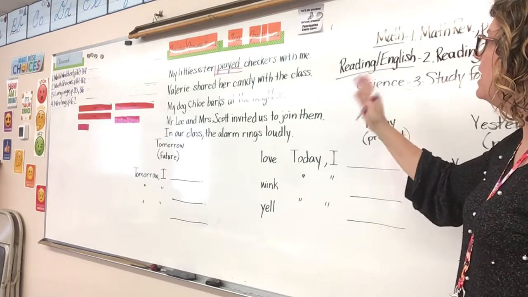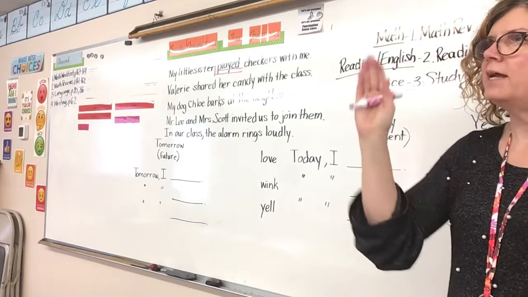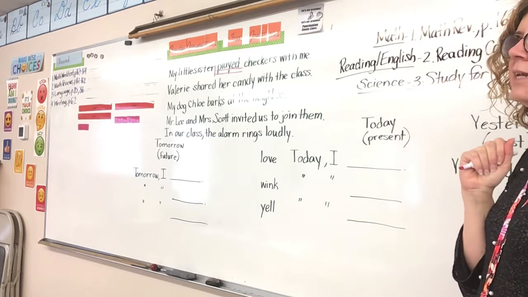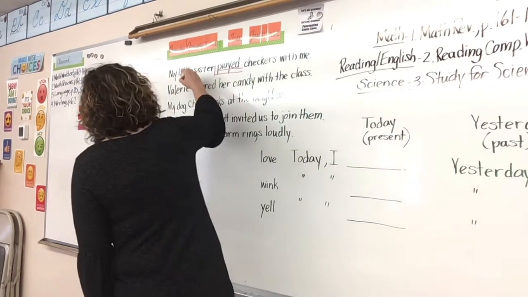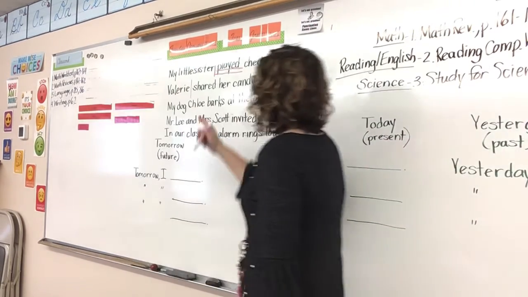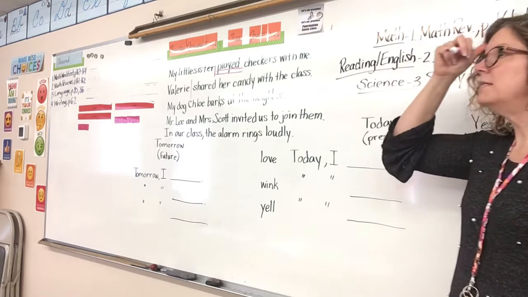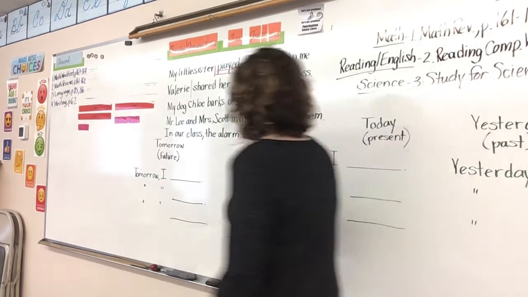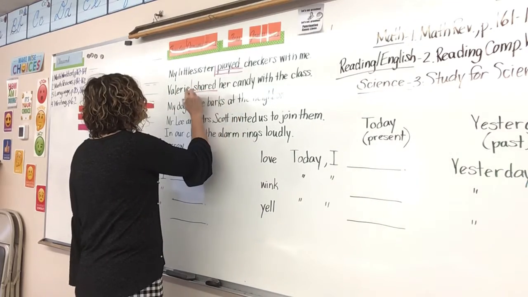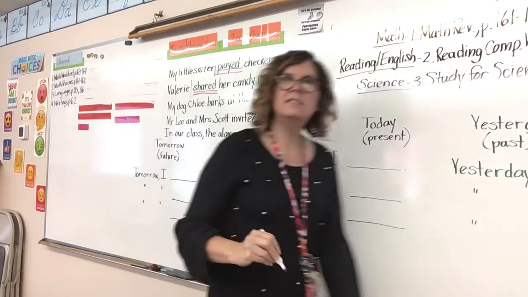Valerie shared her candy with the class. All right, Allison, divide it. Divide it after Valerie. Very good. And looking at the predicate side, shared her candy with the class. What's the action? Shared. That's what she did. She shared. That's a very sweet thing to do, isn't it? All right, let's look at the next sentence.